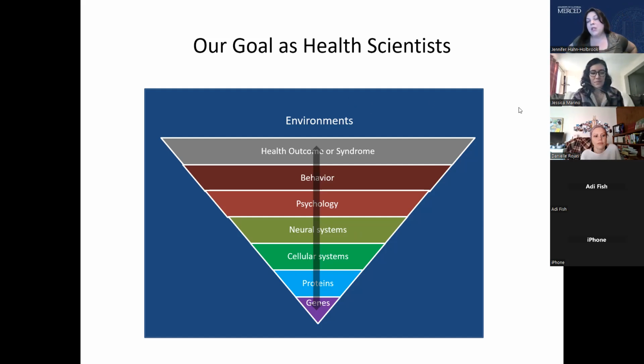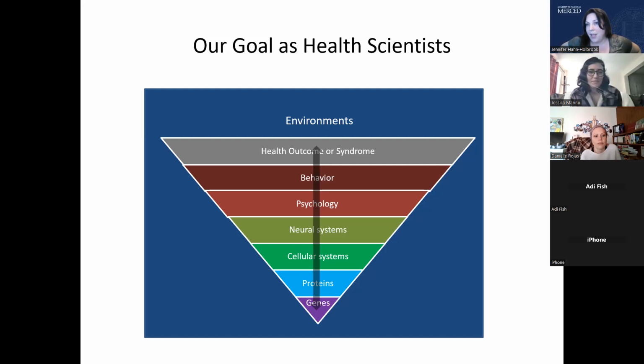All right. So our goal as health psychologists, right? And many of you have seen these slides before. This is actually from NIH, from their RDoC. So they're trying to integrate across biological systems. And so our goal should be to understand a phenomenon in terms of how genes influence proteins, influence cellular systems, that influence neural systems, that influence psychology, that influence behavior, that influence a health outcome or a syndrome.